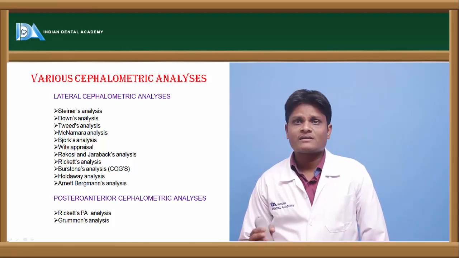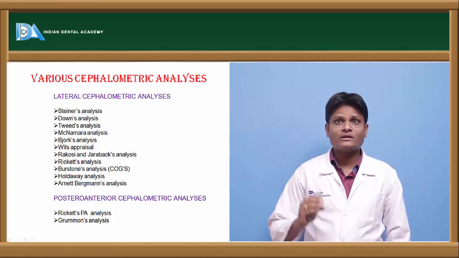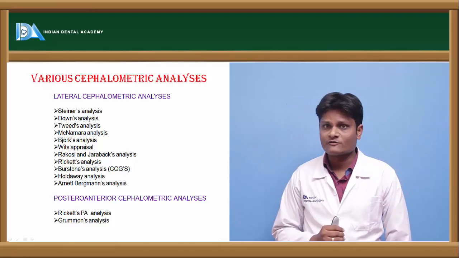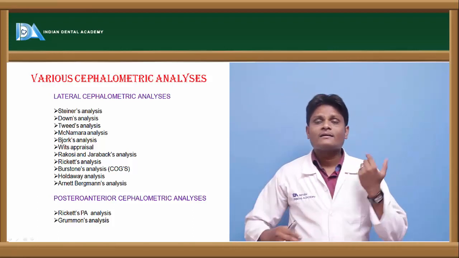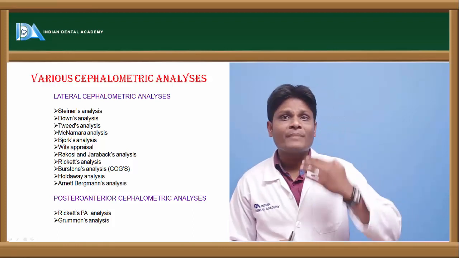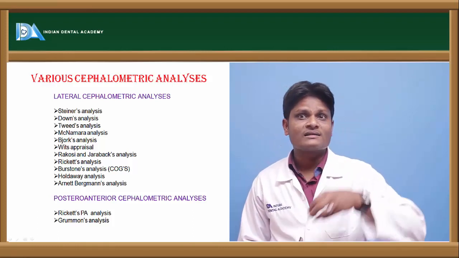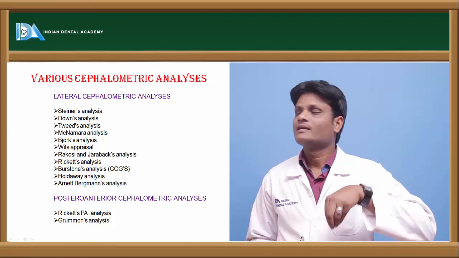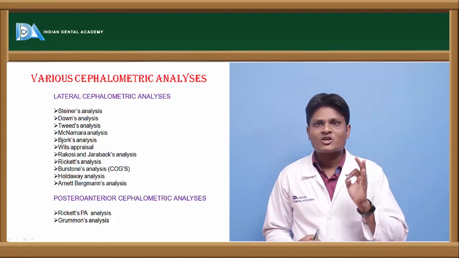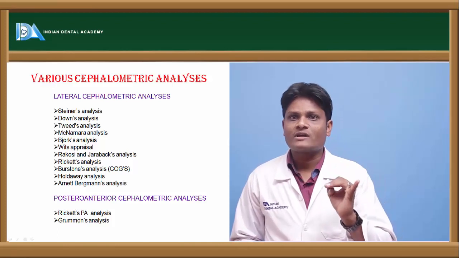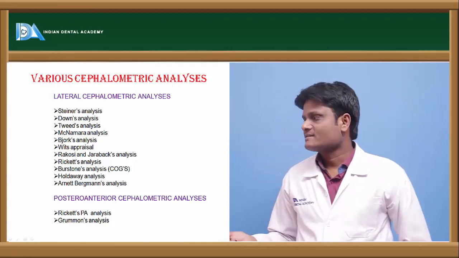As I told you, our discussion in the present class is exclusively limited to analysis of lateral cephalogram, and that too we are not going to discuss all these analyses. Rather, we are going to discuss the main basic analyses which are necessary at this stage of understanding. Those include Downs analysis, Steiner's analysis, Tweed's analysis and Wits appraisal. Let us look into these analyses one by one.